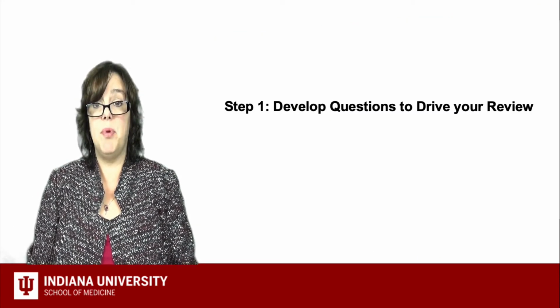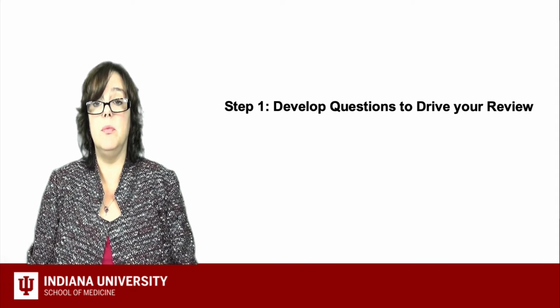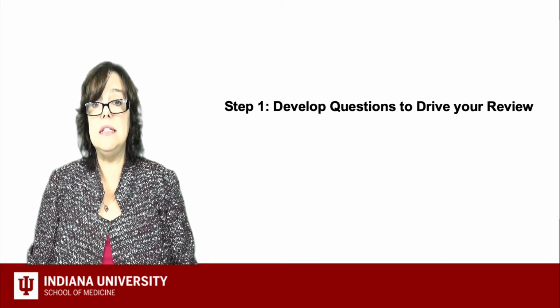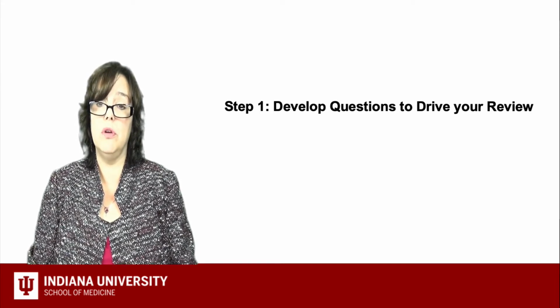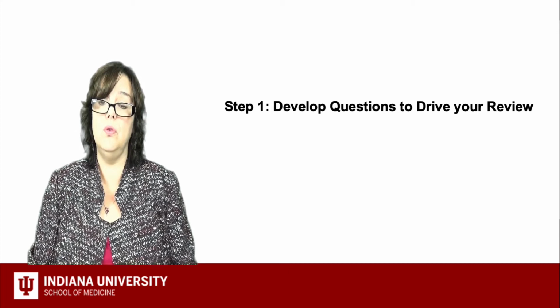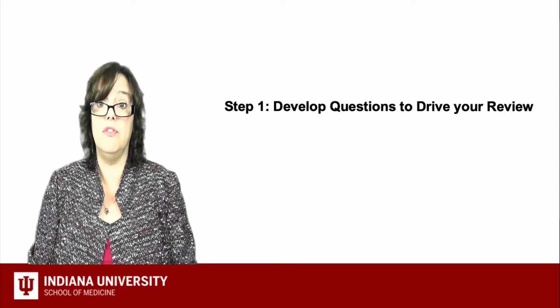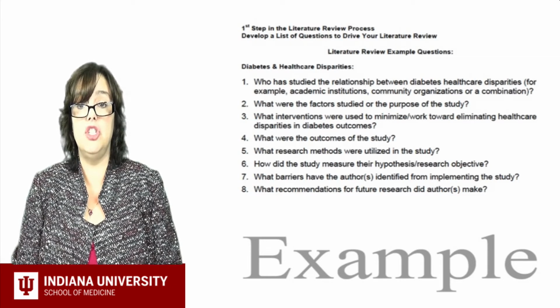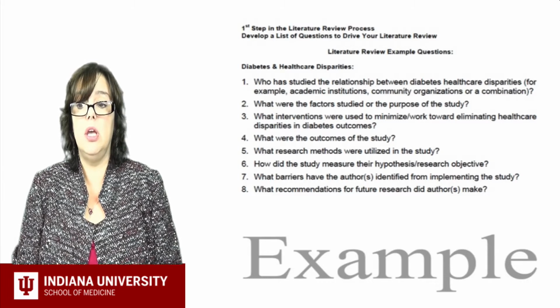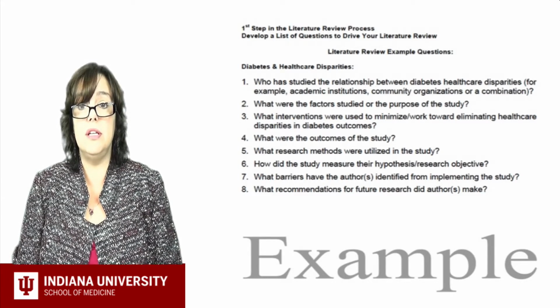The first step in this process is to develop a list of questions that will drive your literature review. This list of questions provides the scope, or the inclusion criteria, of articles that you will include in the review and helps you focus the number of articles you need to review to create your justification. For example, if we wanted to research healthcare disparities in relationship to diabetes, we might want to know who studied the relationship between healthcare disparities and diabetes.